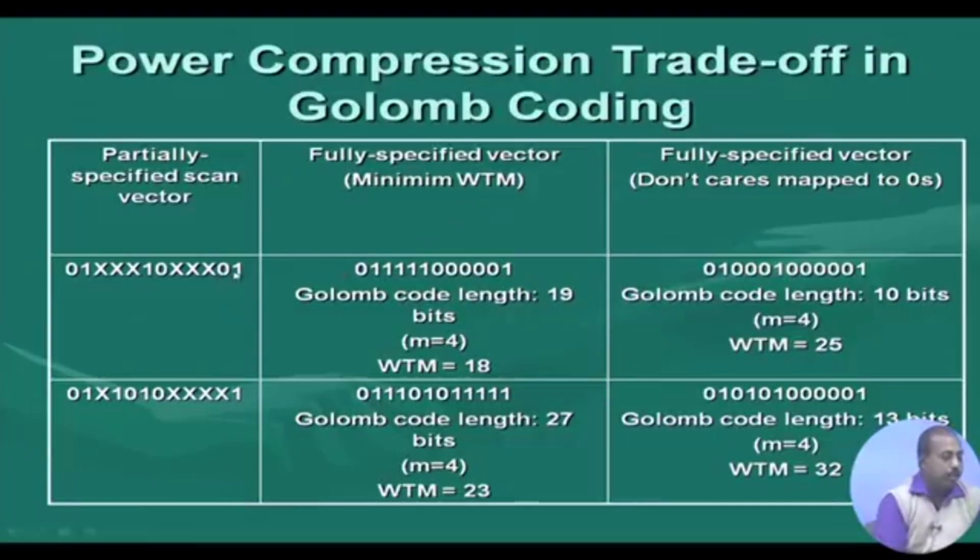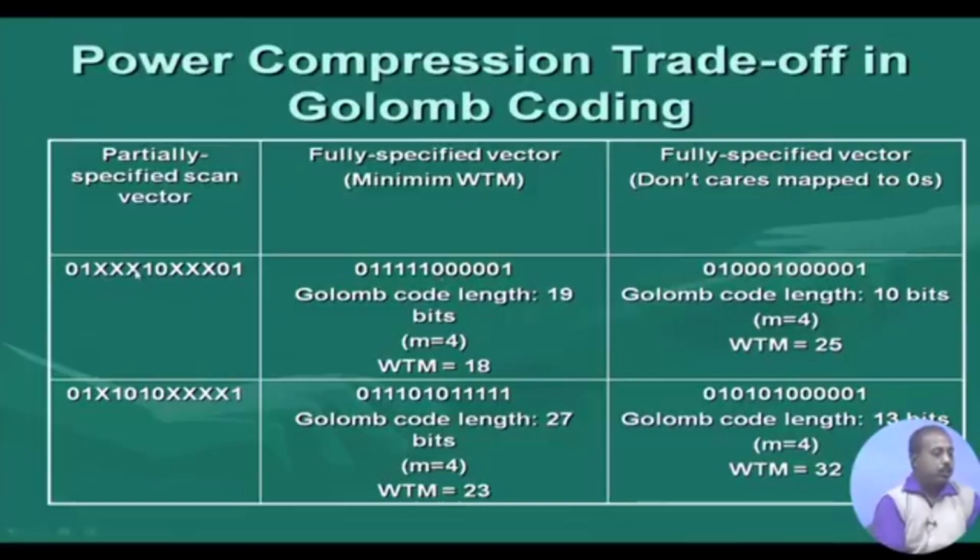I should try to minimize the transitions that are occurring in between. Since this is 0, I don't want transitions. So here both the sides are 0, and this side is also 0. That immediately suggests that all these x's should be filled with 0. So I get it like this.